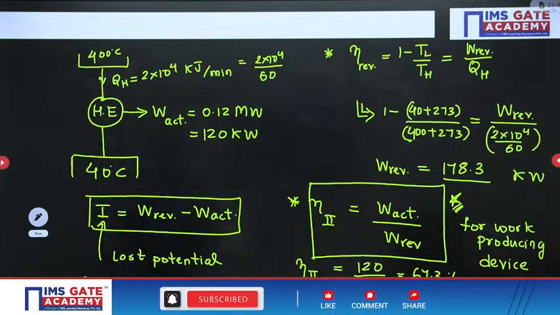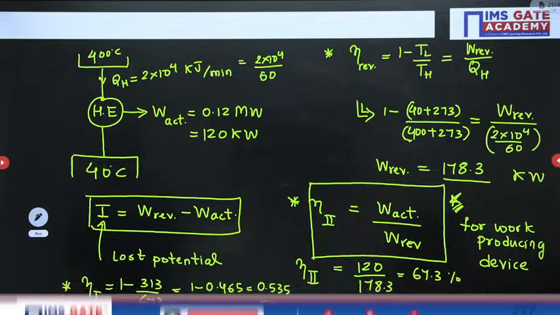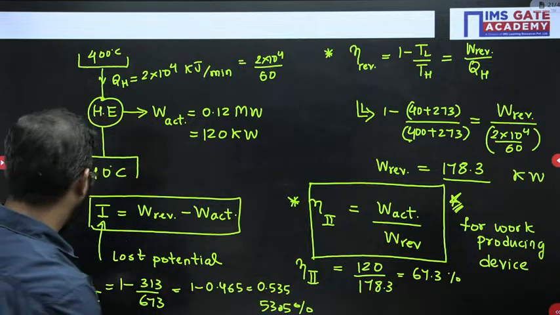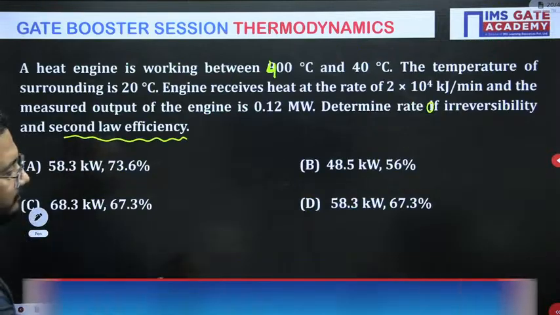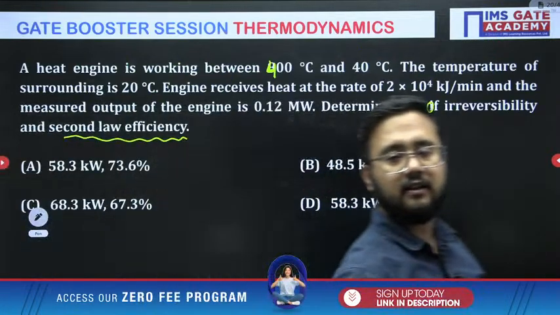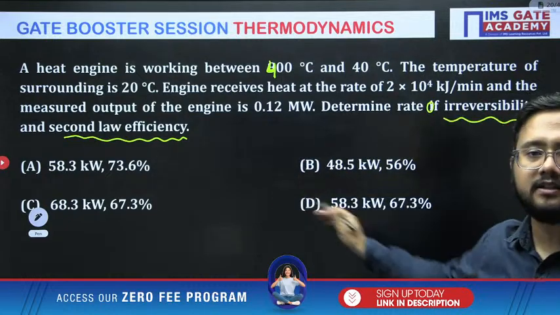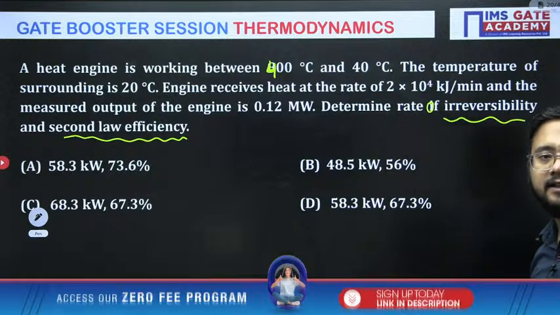Less than 1. No issue. I got it, Aditya. Maybe in a hurry you have commented. No issue. Correct. All the data you have matched. So the answer, if you see, which option will be correct? Irreversibility, because the first part is the irreversibility, the second part is the second law efficiency. Which option basically?